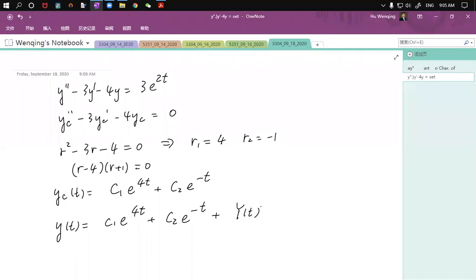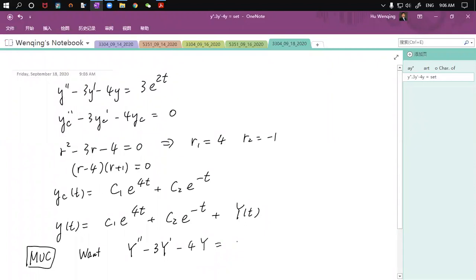Well, by the method of undetermined coefficients, it means that you want to look at the right-hand side. The non-homogeneous term in the right-hand side looks like e to the power of 2t. So it's an exponential function. And the left-hand side is the derivative. So let's say I want capital Y double prime minus 3 capital Y prime minus 4 capital Y to be equal to 3 times e to the power of 2t.